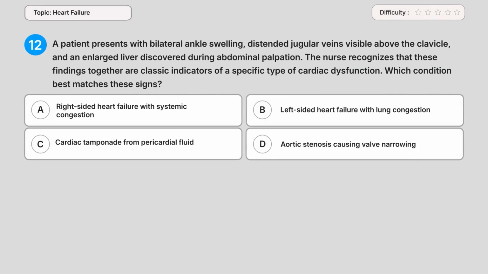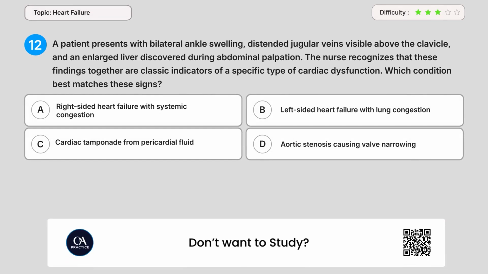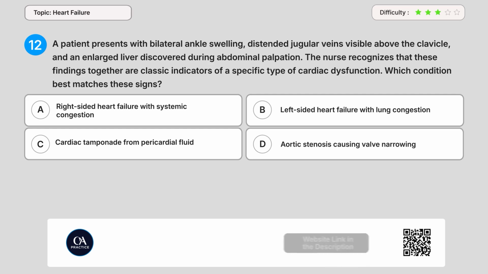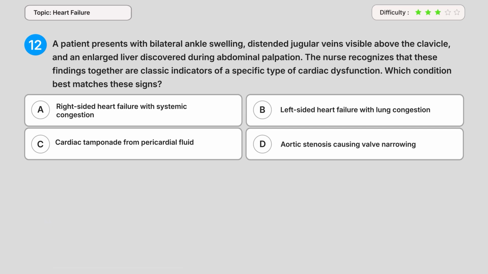12. A patient presents with bilateral ankle swelling, distended jugular veins visible above the clavicle, and an enlarged liver discovered during abdominal palpation. The nurse recognises that these findings together are classic indicators of a specific type of cardiac dysfunction. Which condition best matches these signs?